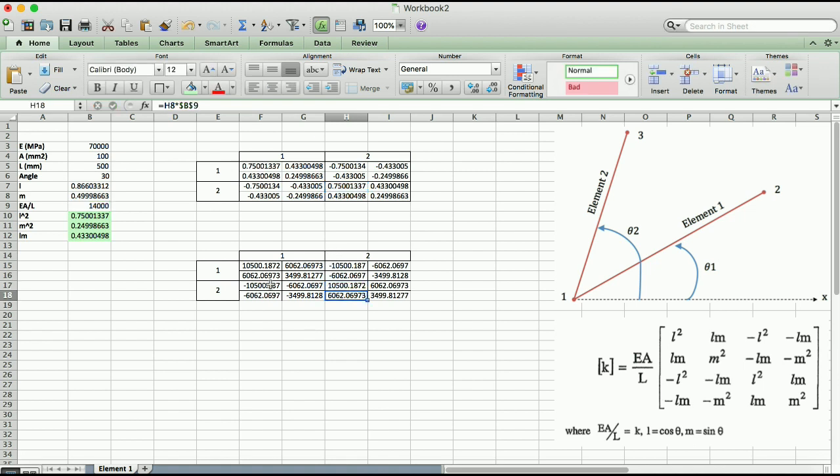Well, that finalizes the stiffness matrix for element 1. I just do a bit of highlights. For example, I would simply say K1 equal to, that highlights our first matrix.